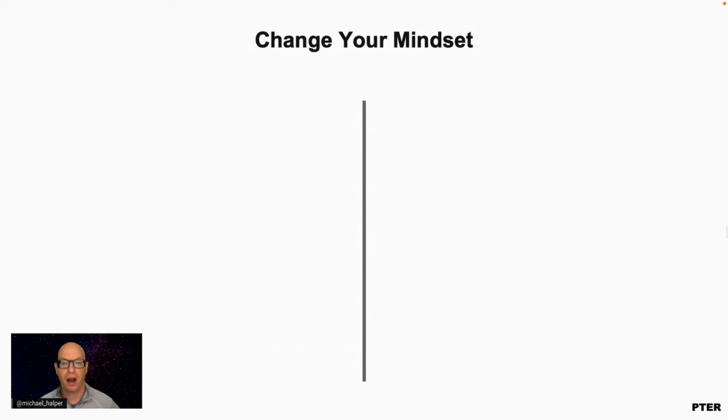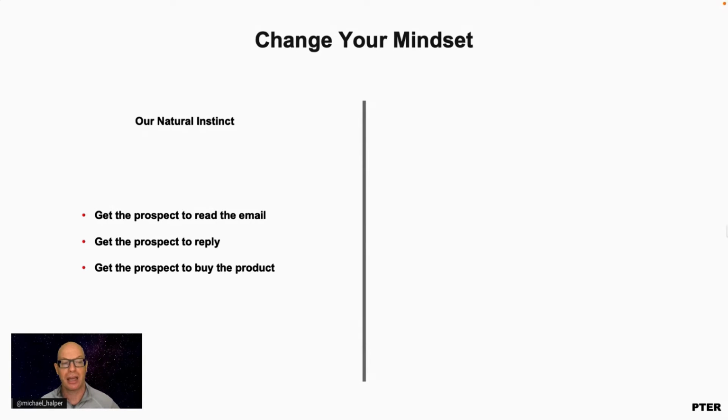Now, with all that, I want you to change your mindset. If you follow your natural instinct, you're a salesperson, you have a product to sell, you want to make commissions, your natural instinct is likely, I want to write and design an email that gets the prospect to read my email, gets the prospect to reply to my email, and gets the prospect to buy my product. All of those goals and desires are very reasonable. You have something to sell, you want to sell it, you're about to send an email to a target prospect. What can you do to get them to buy and engage with your email? So there's nothing wrong with that.